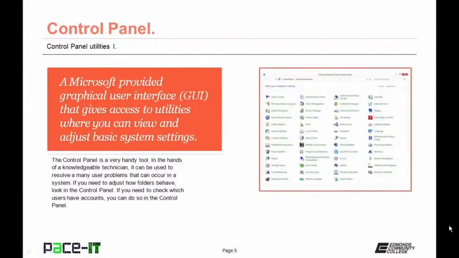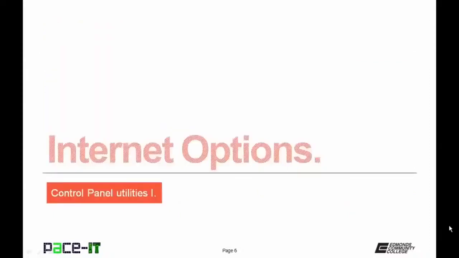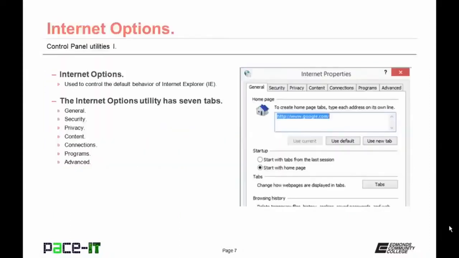So let's start by discussing what the control panel is. It's a user interface that gives access to applets, small programs, that the user can use to adjust basic system settings. It can be a very handy tool with a knowledgeable tech. Have some problems that you need to get rid of? Look in the control panel and you'll probably find an answer. And with that, let's move on to the Internet Options applet.